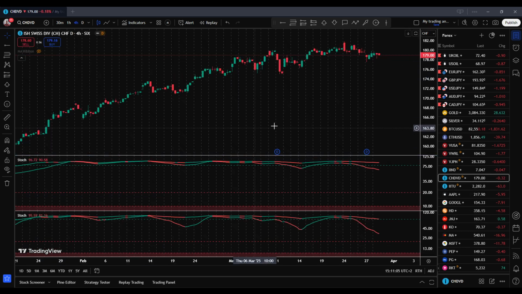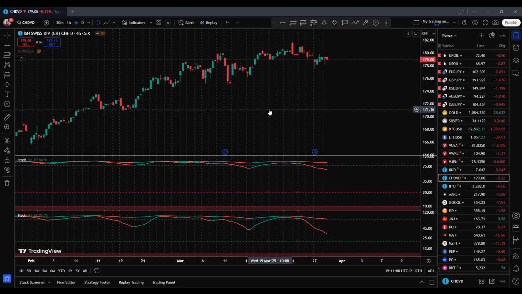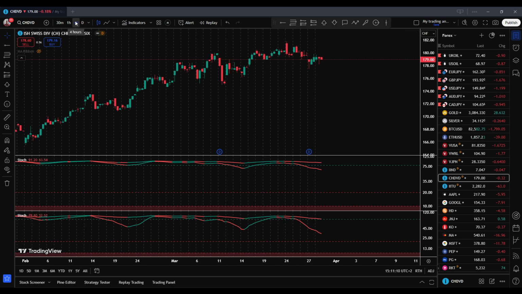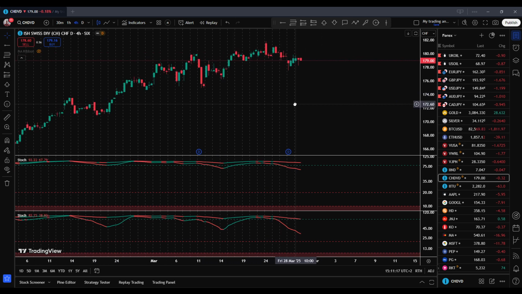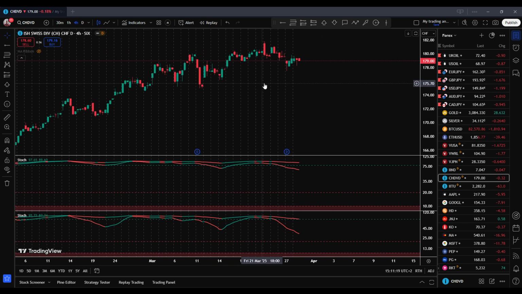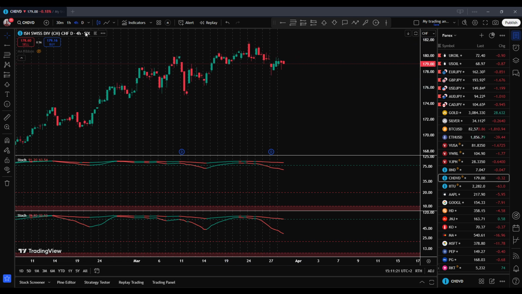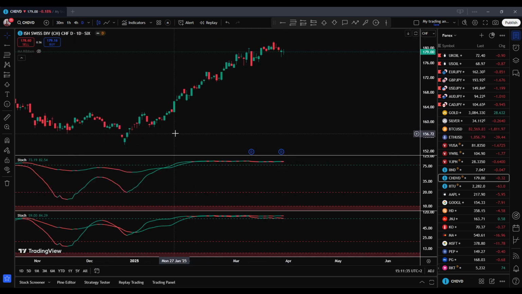iShares Swiss stocks. They are in a very strong uptrend, still in a very strong uptrend. No signs for sell. No signs for buy. You can see that the stochastics lines are far away from the oversold zone. On the daily, same situation.